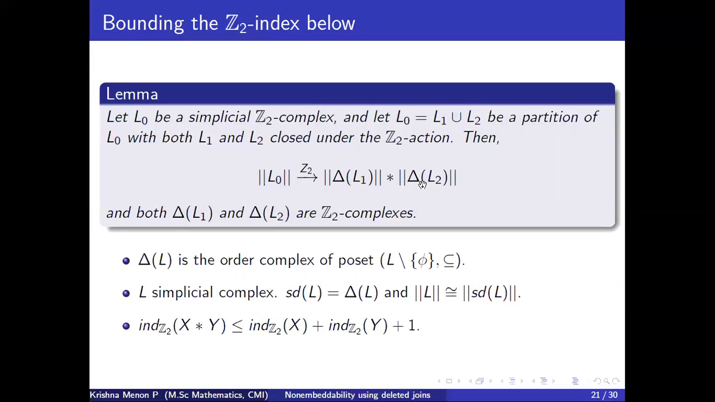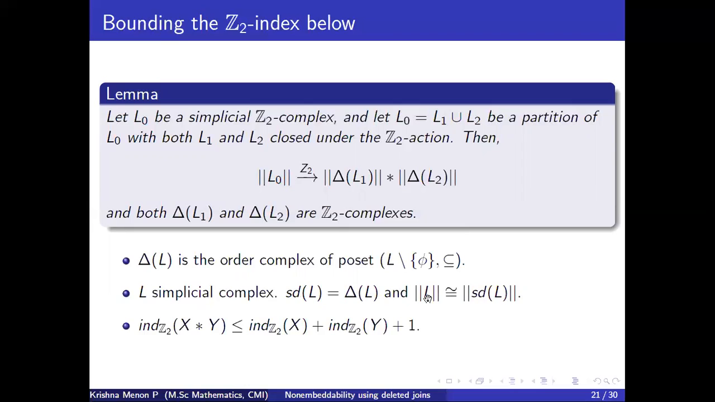of these two spaces. Remember, if I have some collection of sets L, then Δ(L) is the order complex of this poset. So what this means is that the vertices are the non-empty sets in L, and the faces are inclusion chains. And you can show that the Z2 action on L0 induces a Z2 action on these two spaces. I'll explain what the action is when I'm proving this lemma. So first we'll get a nice consequence of this lemma, then we'll go to the proof. Now, suppose this L1, which we'll call L for now, is a simplicial complex, then we denote this Δ(L) by SD(L) and call it the subdivision of L, right?